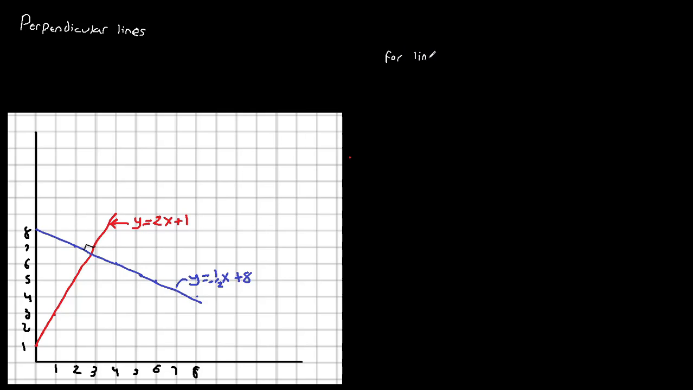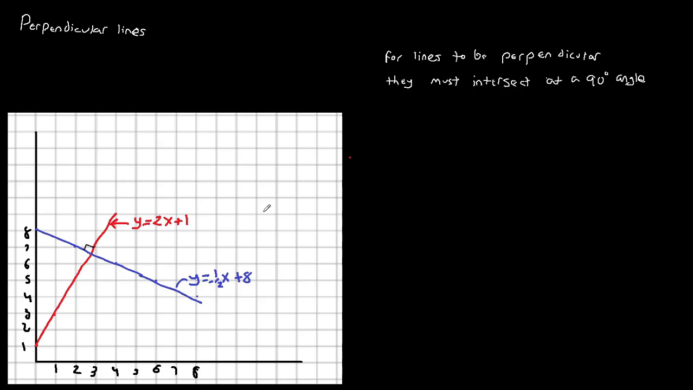For lines to be perpendicular, they must intersect at a 90-degree angle.